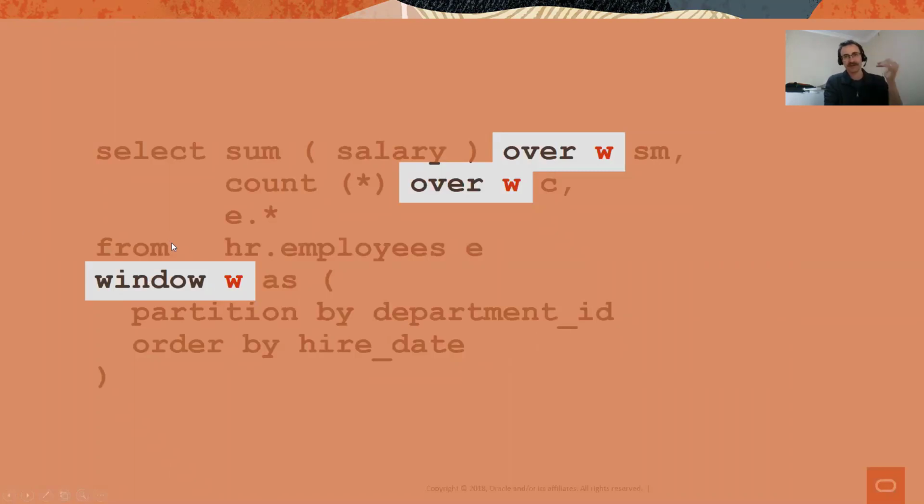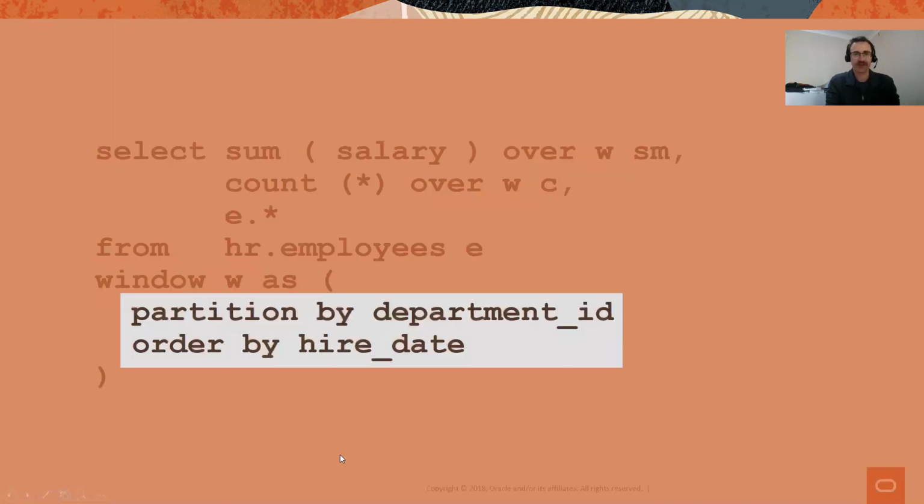So this will come after the group by, having by clauses. We can define our window as partition by department ID, order by hire date. So now both of these analytic functions use exactly the same window. So if we want to change it, we just have to change it in one place, making things a lot easier to maintain.